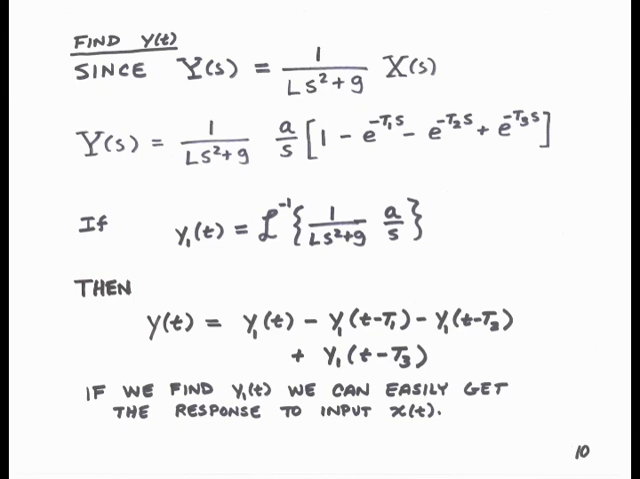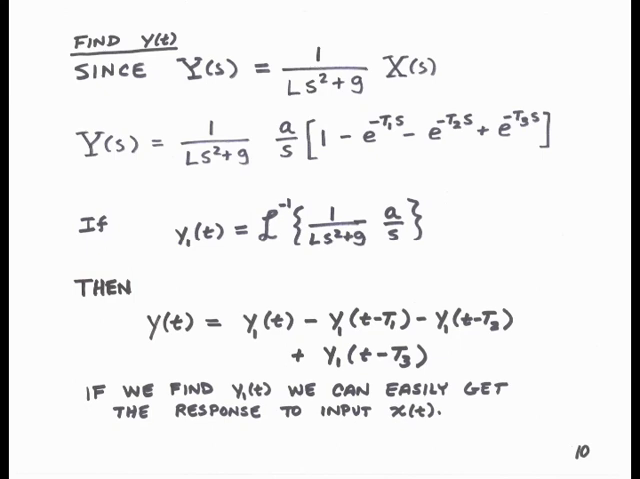Now let's define y1 of t as the inverse Laplace transform of 1 over L s squared plus g times a over s. Given that, we can then find y of t as follows. y of t will be y1 of t minus y1 of t minus t1, minus y1 of t minus t2, plus y1 of t minus t3. I hope you see why this is true.